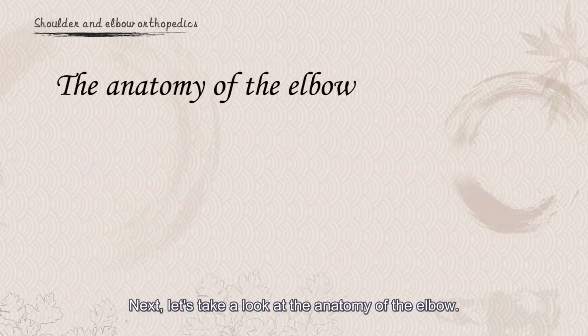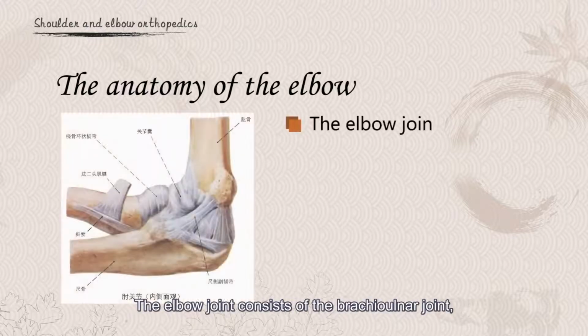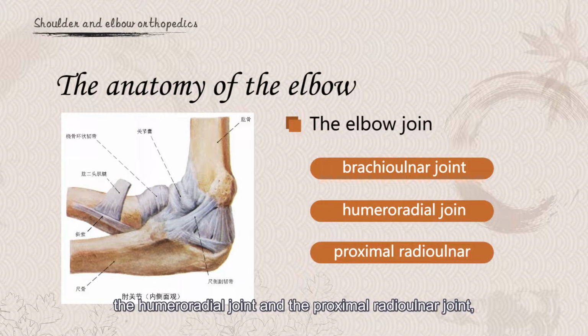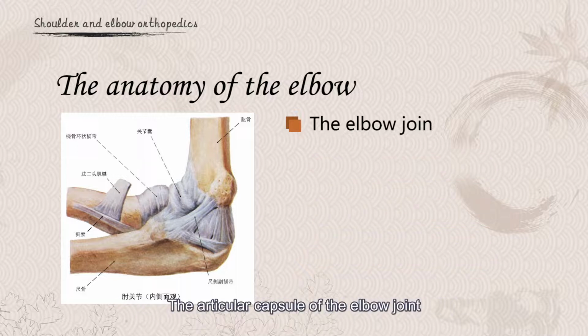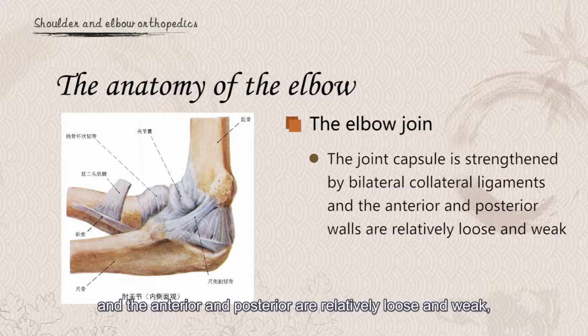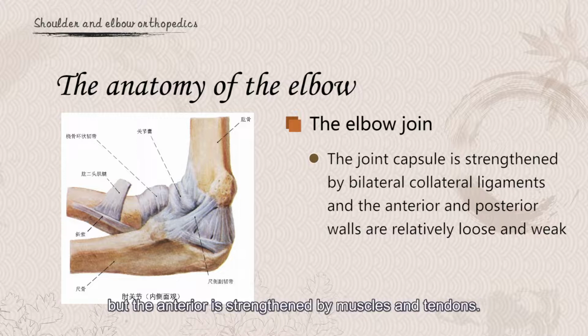Next, let's take a look at the anatomy of the elbow. The elbow joint consists of the humeroulnar joint, the humeroradial joint, and the proximal radioulnar joint, which are wrapped in the same articular capsule. The articular capsule of the elbow joint is strengthened by bilateral collateral ligaments, and the anterior and posterior parts are relatively loose and weak, but the anterior is strengthened by muscles and tendons.